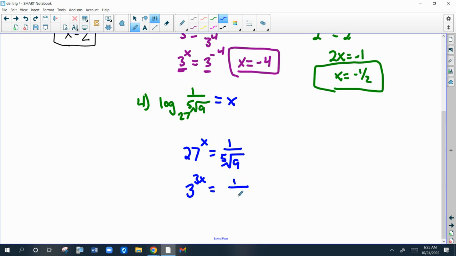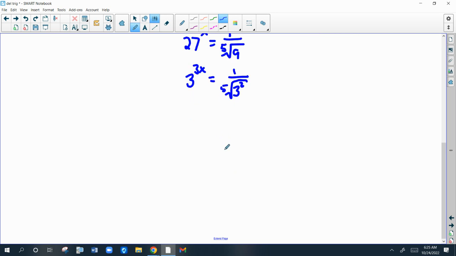9 is 3 squared. So it's the 5th root of 3 squared. So the 5th root is a fractional exponent. That would turn out to be 3 squared to the 1/5, or just 1 over 3 to the 2/5.